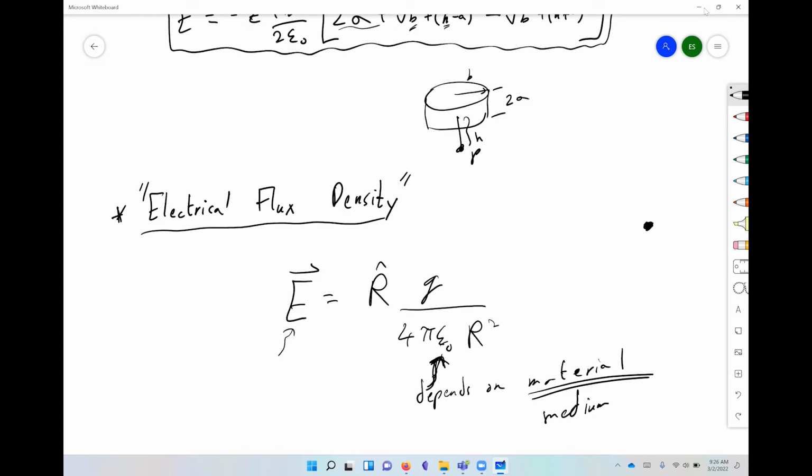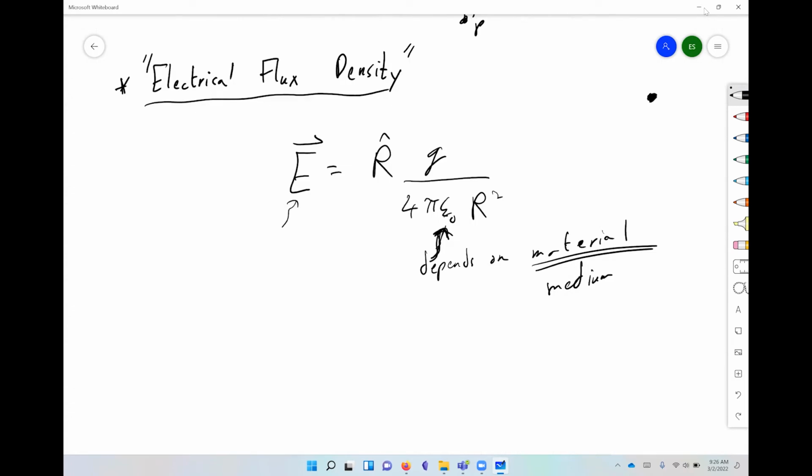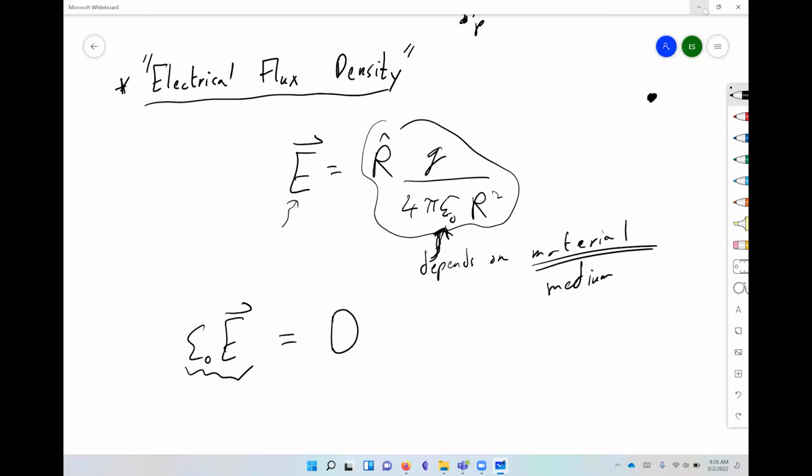We could define another version of the electrical field that does not depend on the material, right? And the way we do that is we want to make this equation dependent just on the geometry of the problem, the charges and the geometry. How do we do that? We can take this constant to the other side. So I can take epsilon naught E, and define this new quantity as the vector field D. And this, clearly, is only dependent on the charge and the geometry, on the charge and the distance away from the charge.